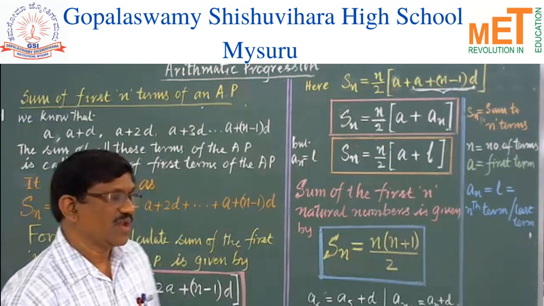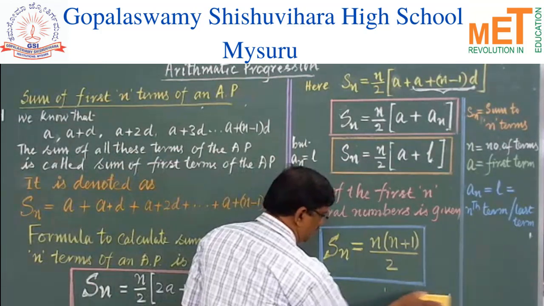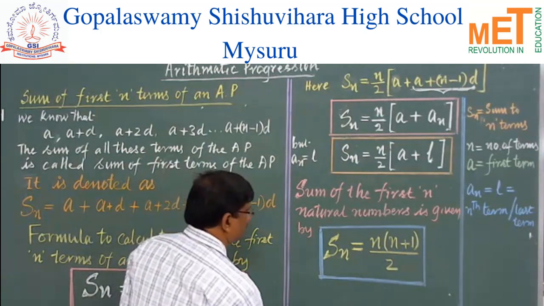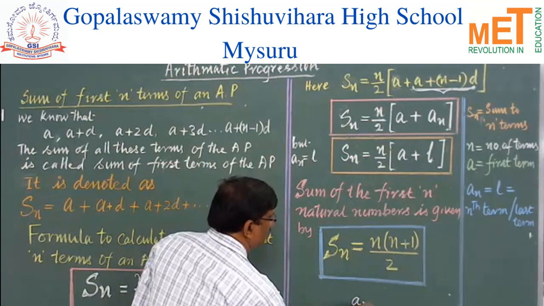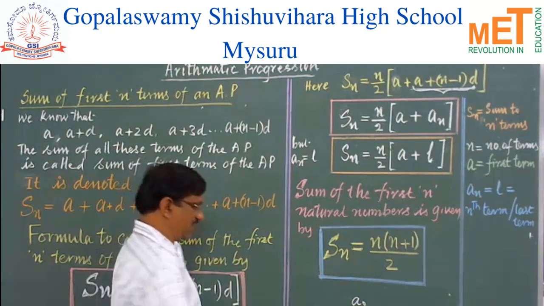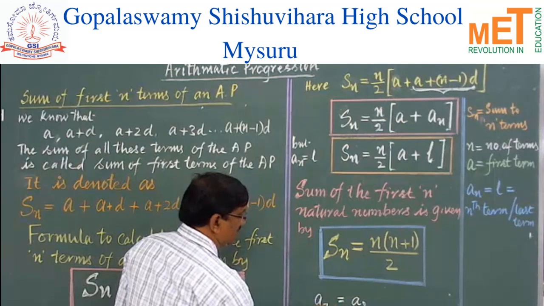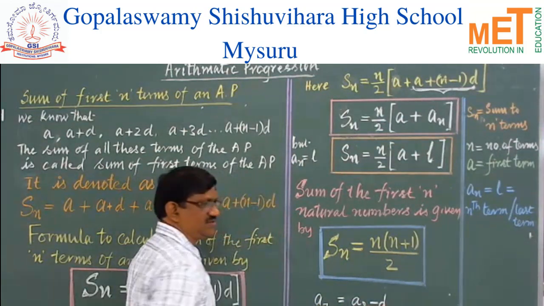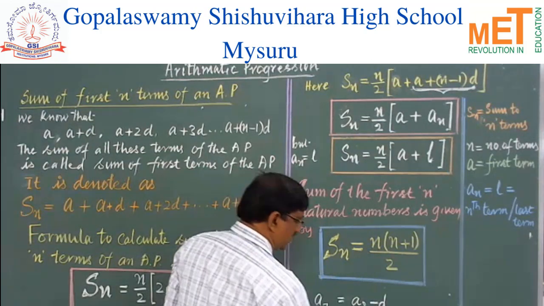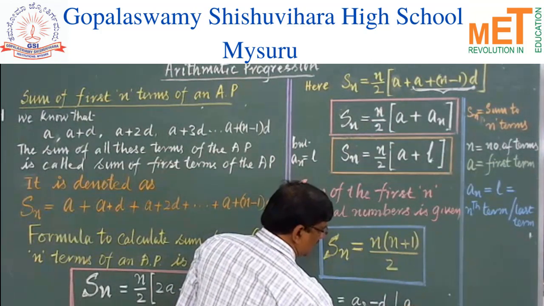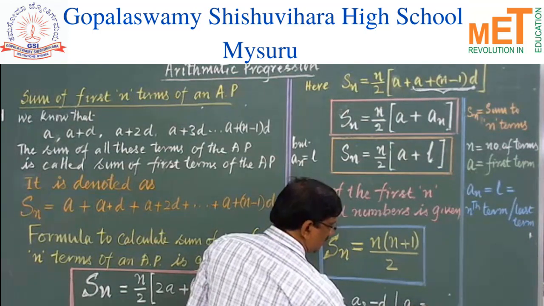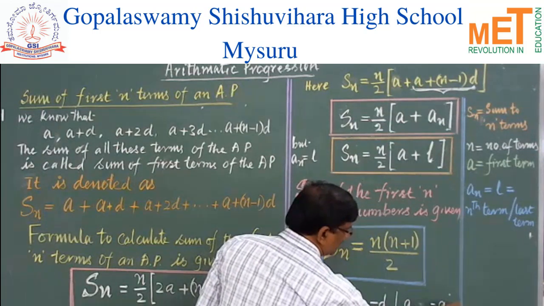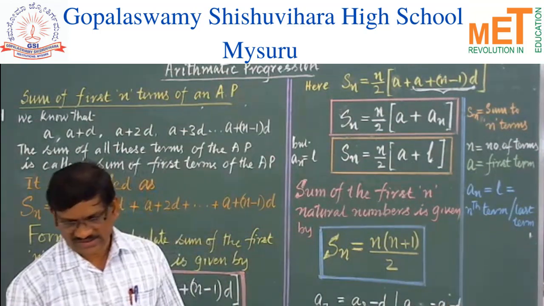Similarly, how to find the previous term. The previous term of a given term, for example, suppose A8 is given and I want A7. I want to know what is A7, that is previous to A8. For that you have to subtract D. Generally, how did we write this? An minus 1 is equal to An minus D. This is how we denote it, isn't it, children?